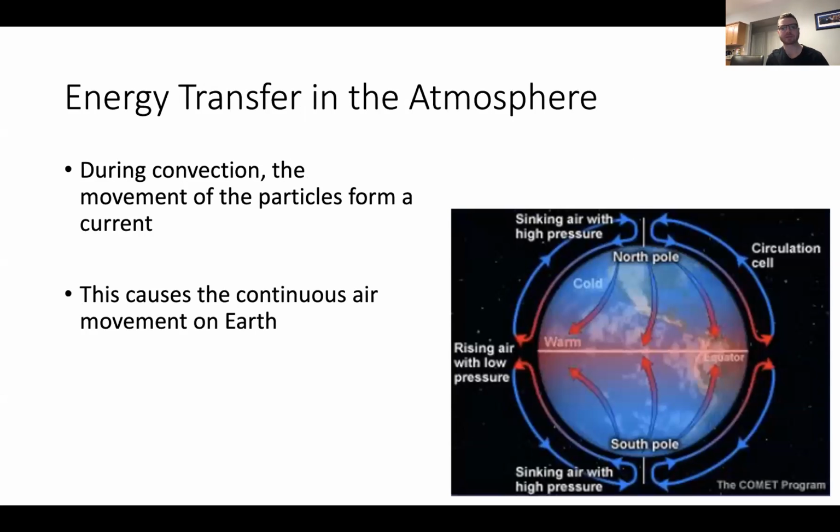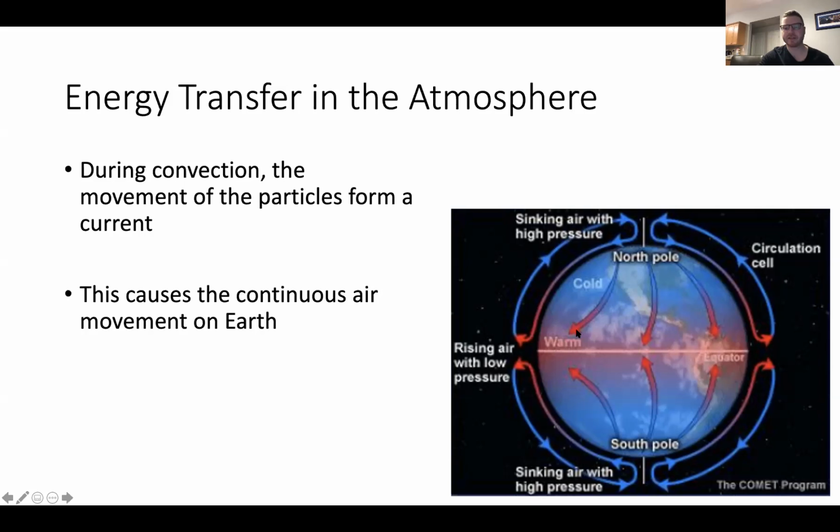Okay, so now that you know a little bit about convection, conduction, and radiation, we are going to talk about how energy is transferred throughout our atmosphere. Okay, so during convection, the movement of the particles will form a current. So remember, convection is the movement of particles in response to thermal energy transfer.